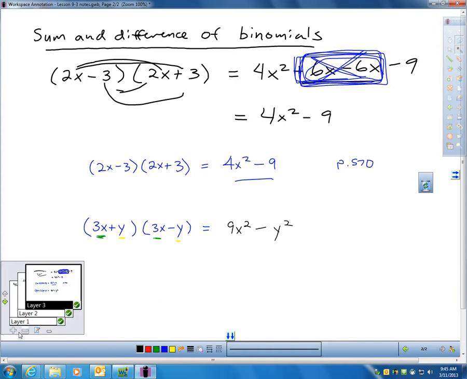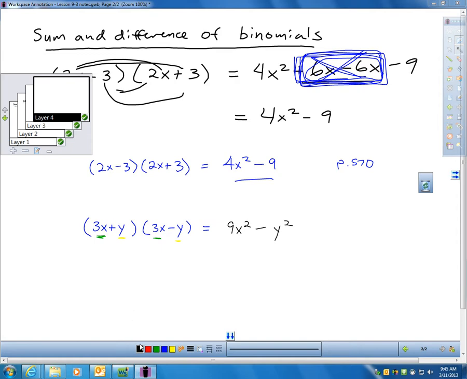Now, if I did it the old way, if I did it by double distributing, you notice I'm going to get the same response. I will show you. 3x times 3x is 9x squared. 3x times negative y is negative 3xy.